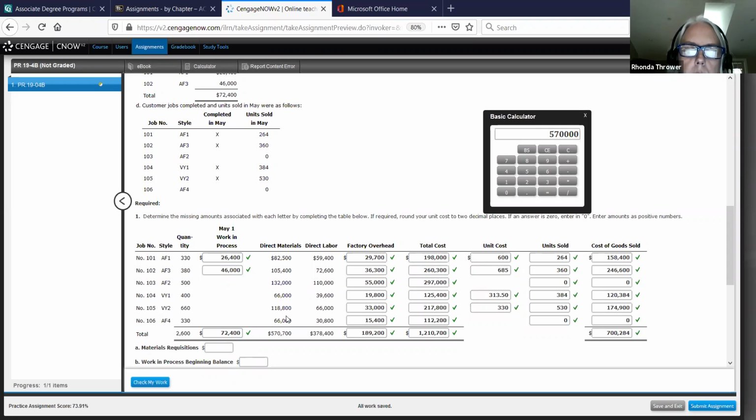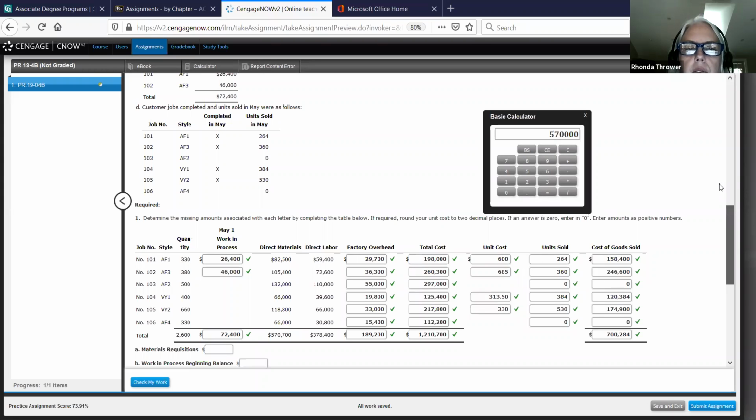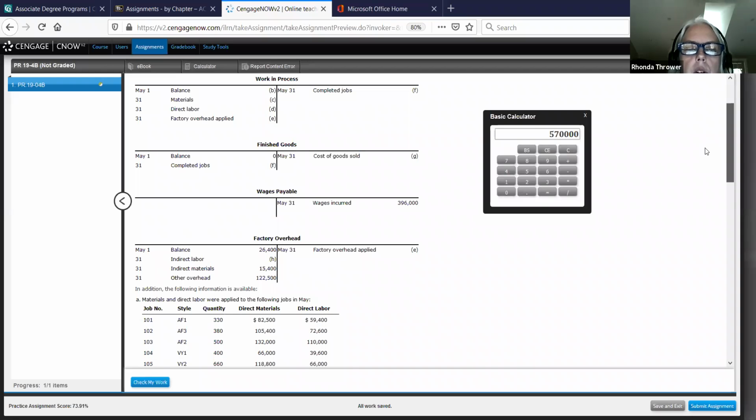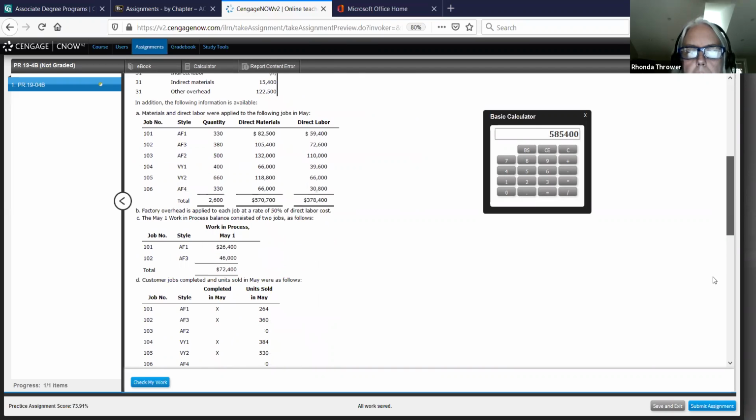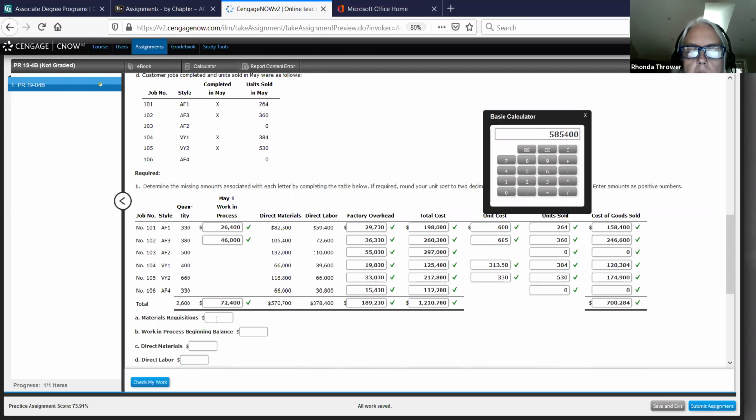To find the total materials that are requisitioned out of the materials account, we need to know what the indirect materials are. Since it wasn't given here, it has to be given somewhere. And so look through your list of T accounts that they've given to you. Do you notice in your factory overhead, they had given you some indirect materials of $15,400. These $15,400 are going to be added to our direct materials balance, and that will give you the total amount of materials requisitioned. So the indirect materials of $15,400 plus the direct materials of $570,700 gives you the total materials that were taken out of the material storeroom.